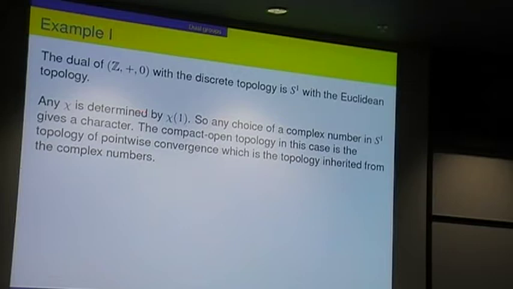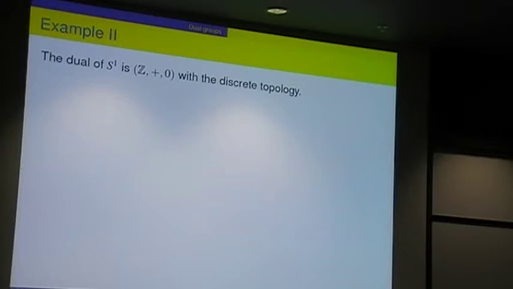So any character of Z is determined by its value on 1, because in fact the integers are generated by 1. Okay, so any choice of a complex number in S1 gives you a character. And so the topology I'm going to skate over, but that's at least telling you that, at least as a group, the dual group is the circle. The second example, going the other way, the dual of the circle is the integers with the discrete topology. So let me do that in some more detail.